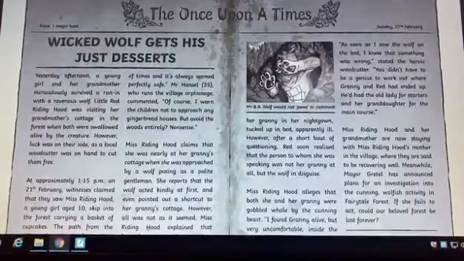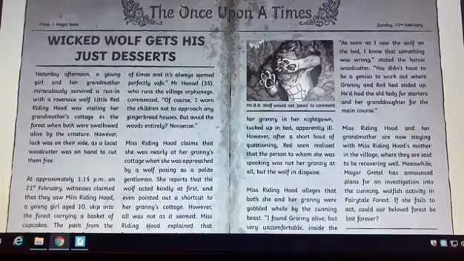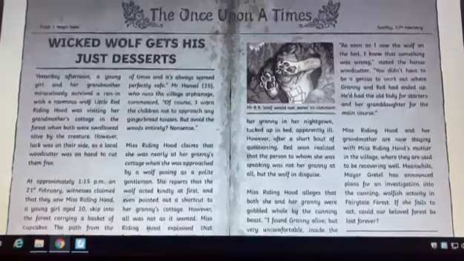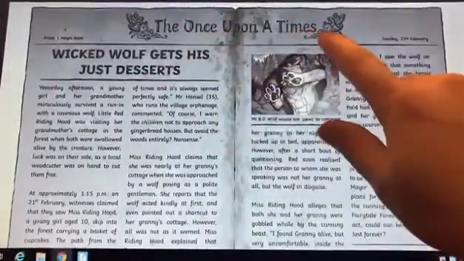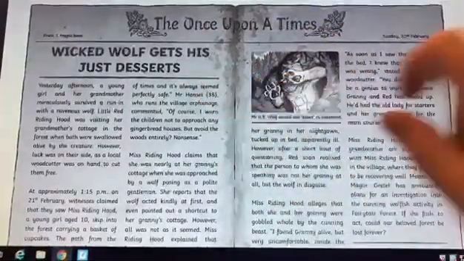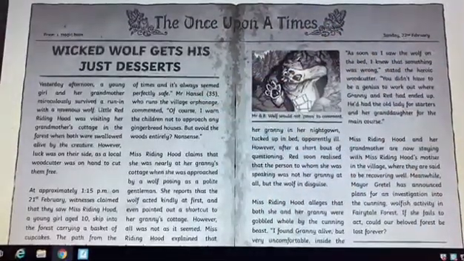Okay, and the final example that I found is about the Wicked Wolf. So I think it's from Red Riding Hood, based on that story. So again, we've got the name of the newspaper up here. The main heading is The Wicked Wolf Gets His Just Desserts.